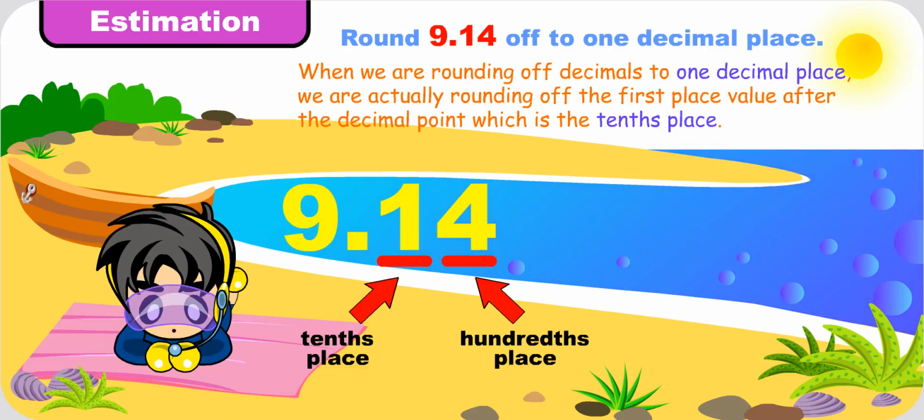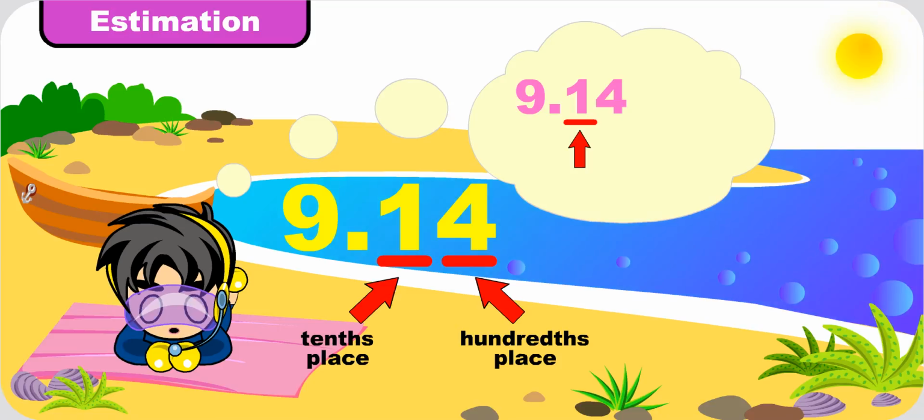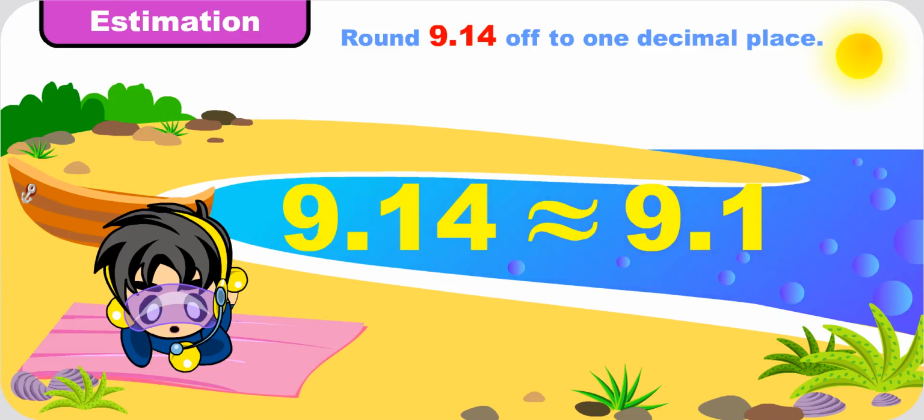Oh, I see. But how do we do that? Do you remember how to round decimals off to the nearest whole number? When I round decimals off to the nearest whole number, I look at the tenths place. If the tenths digit is greater than or equal to 5, I add 1 to the whole number. If the tenths digit is less than 5, I leave the whole number unchanged. I guess it means that we need to look at the hundredths place in order to round off the tenths place. If the hundredths digit is greater than or equal to 5, we add 1 to the tenths digit. Otherwise, leave it unchanged.